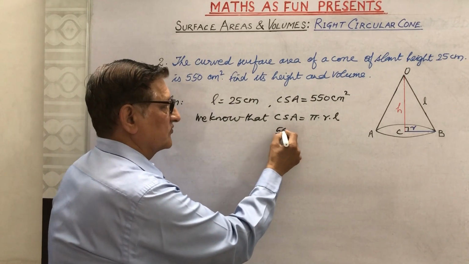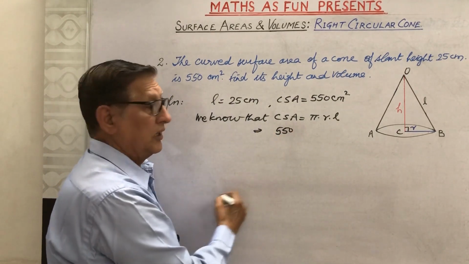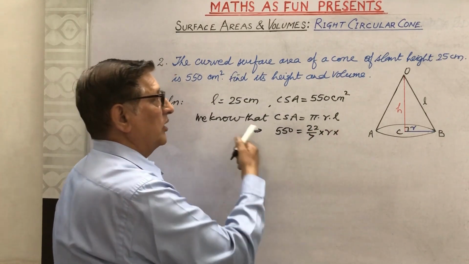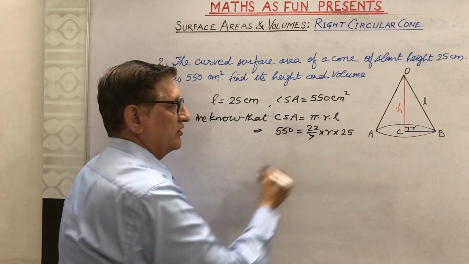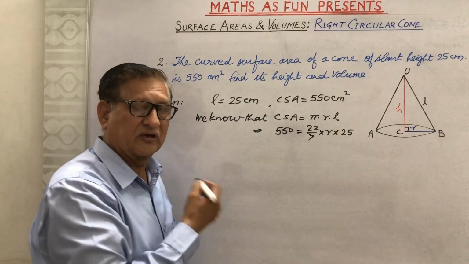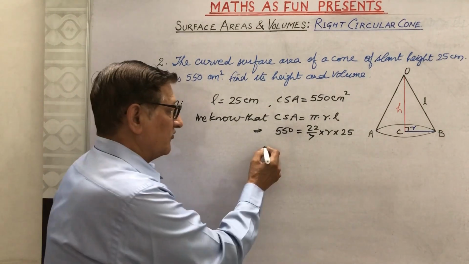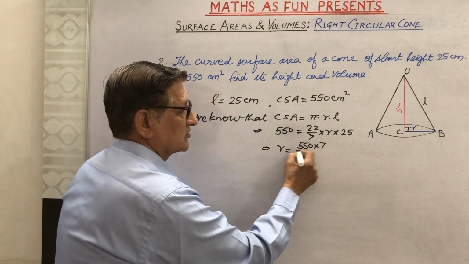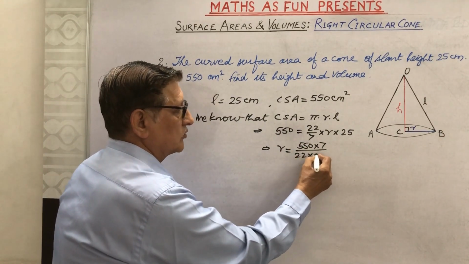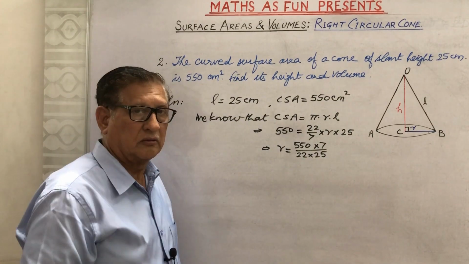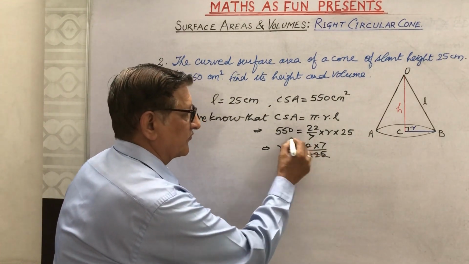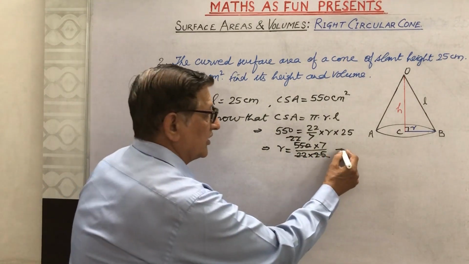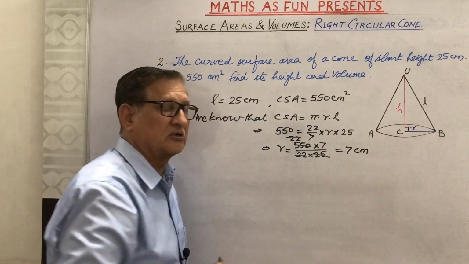Curved surface area 550 is equal to 22 by 7 into r into L. L has been given as 25. Can we calculate r from this? Yes, we can find r, that will be 550 into 7 divided by 22 into 25. 25 cancels 550 22 times and 22 cancels 22. So we are getting the radius as 7 centimeter.